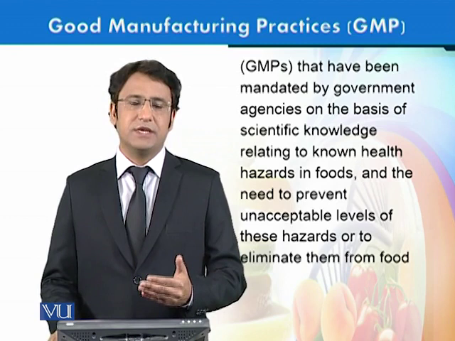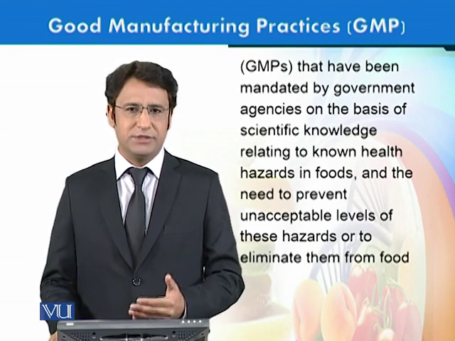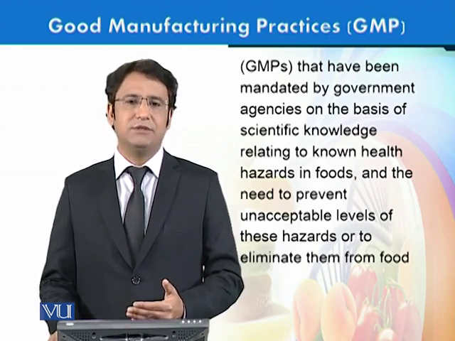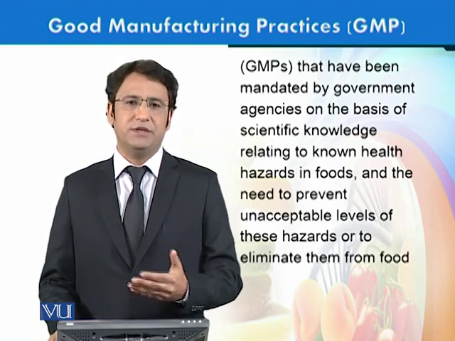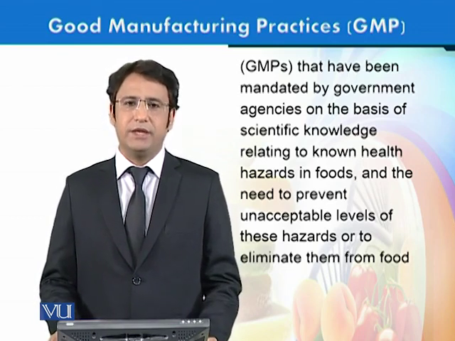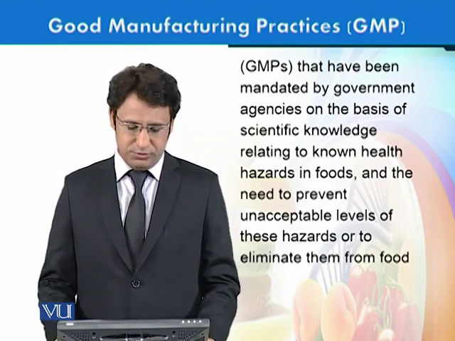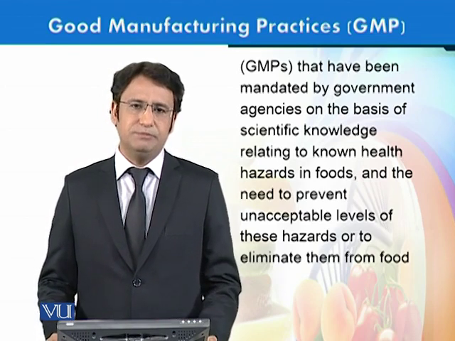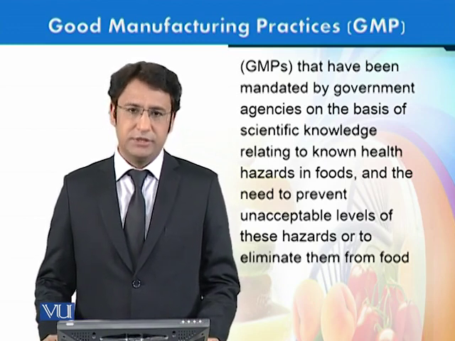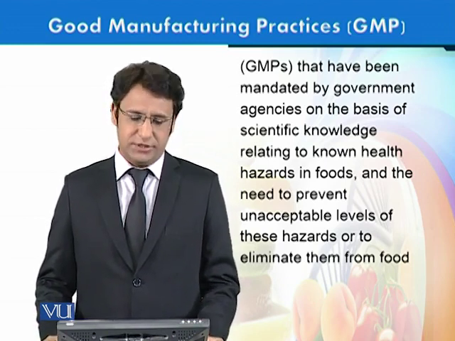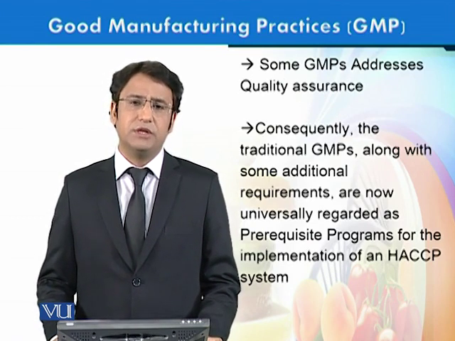So we can assess what information is generally available about hazards in food, and what the levels are at which they should be controlled, or the levels they should not exceed, to avoid any hazards to the general population once the food is consumed. So these are the basic principles by which government regulatory authorities decide what the GMPs are. Some of the GMPs are also related to quality assurance.